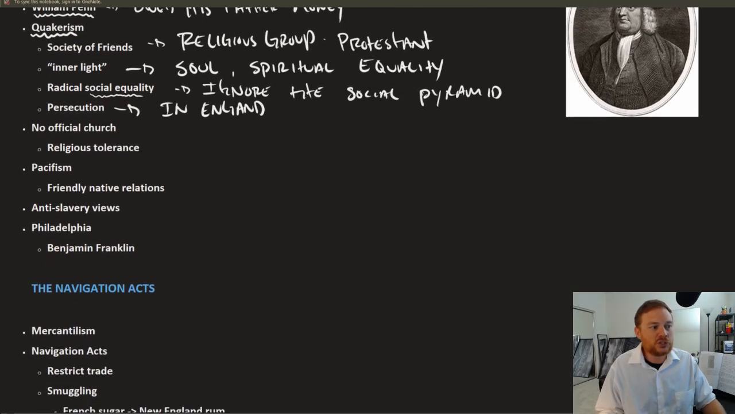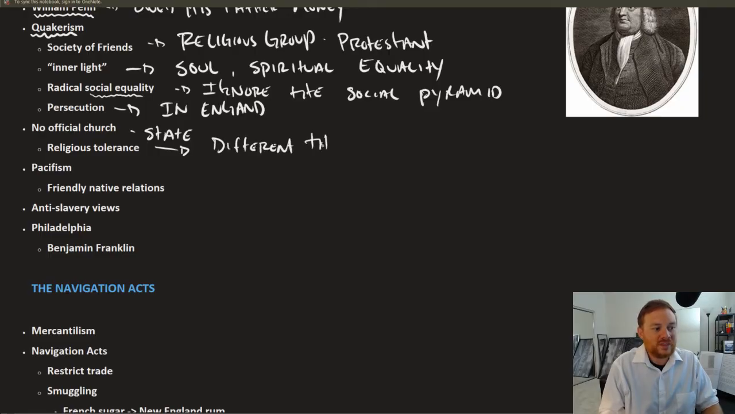Unlike some of the other religious colonies that we had talked about, like the Massachusetts Bay Colony, there's no official state church in Pennsylvania, and there is a certain semblance of religious tolerance there. So they are tolerant of pretty much other religious denominations, and that's different, right? Different than the Puritans, which have a very close relationship between church and state. They're more or less the same thing.